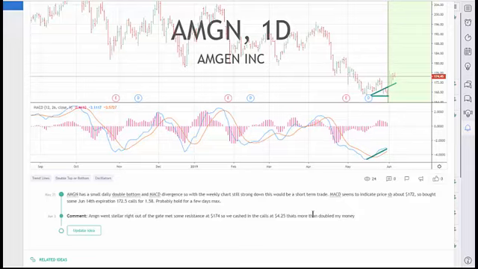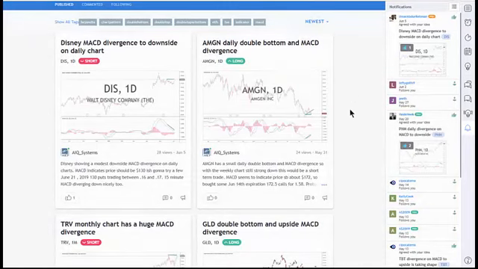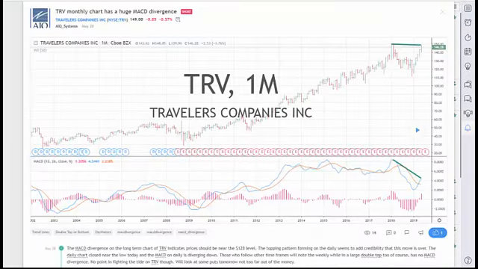What Dale teaches is a far more refined approach to doing this, which involves multiple time frames, much better timing entries, and using very specific options that are even further out of the money. So that was Amgen, May 31st, June the 3rd, this year, of course. So let's take a look in detail at Travelers.